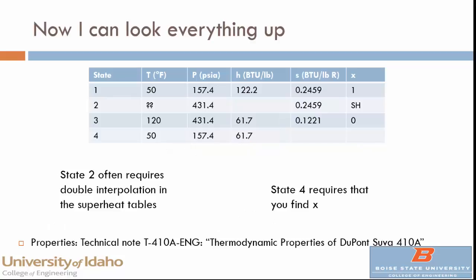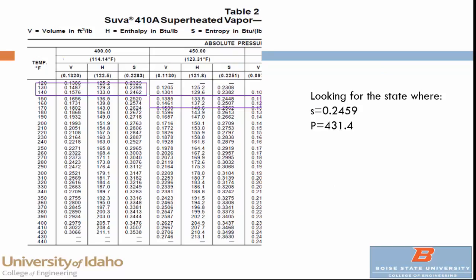So in finding the values for state 2, it gets to be challenging because the tables in the superheat region tend to be kind of sparse, and they're not really arranged in a way to make it easy to find that. Usually requires some double interpolation. So here's a shot of the superheat tables for the refrigerant 410A, and we can see here we're trying to find entries that line up with our entropy. So the entropy is 0.2459. We know that from the tables previously, and that's the same entropy that we found for state 1. And we know the pressure is 431.